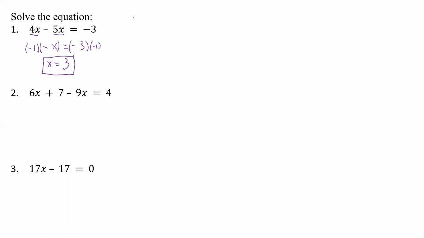Now, does that work if we check it? Well, 4 times 3 minus 5 times 3 equals negative 3. So that's 12 minus 15, which is minus 3, equals minus 3. That checks out. Okay. What about the next one?